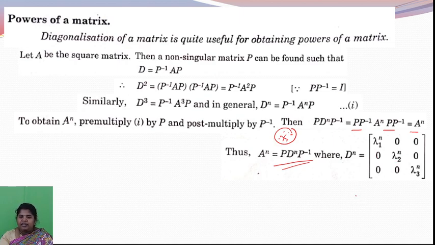Since the diagonal matrix is the matrix with diagonal elements as the eigenvalues, this is our diagonal matrix. So D power n is taking the power to n.